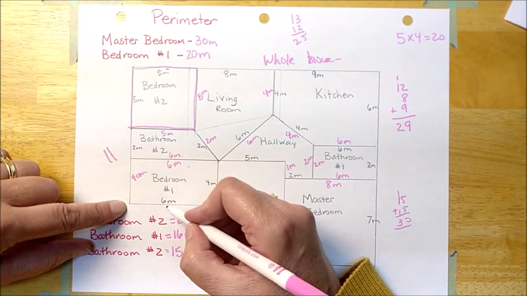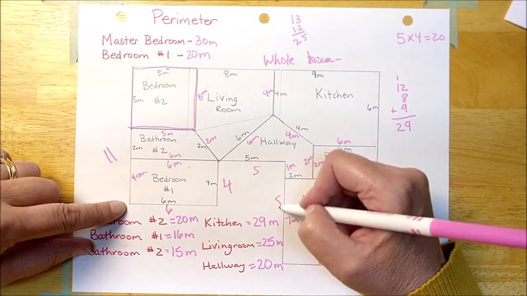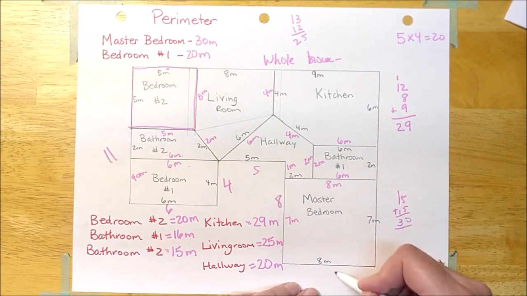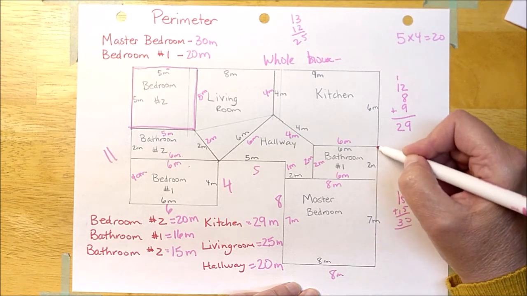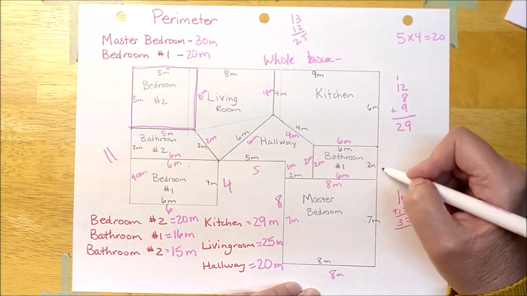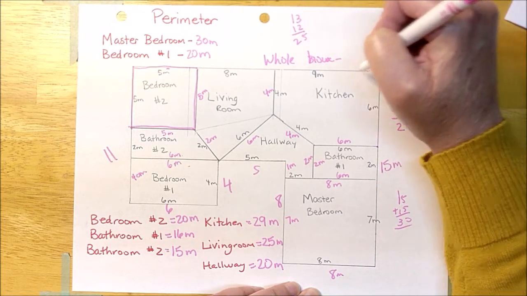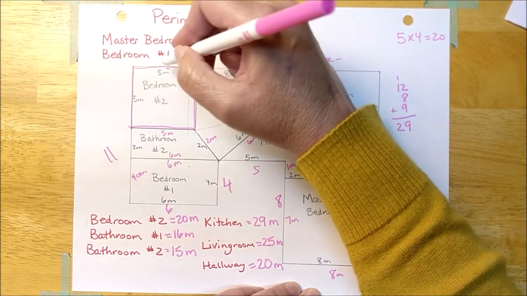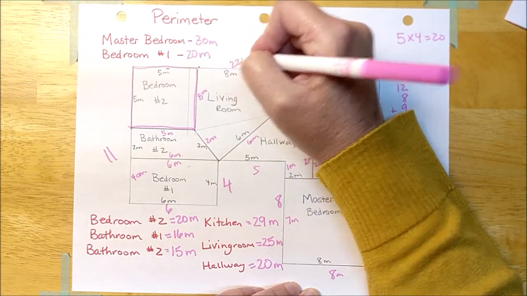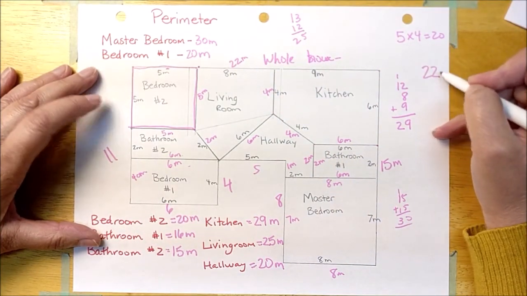This here is 6, that's 4, 5, so this would be 1, so that would be 8. That one's 8, that one was 7, plus 2 is 9, 9 plus 6 is 15 meters. This one is 9, plus 8 is 17, plus 5 is 22 meters. So I can add all those numbers together and I can figure out what my perimeter of my house is.